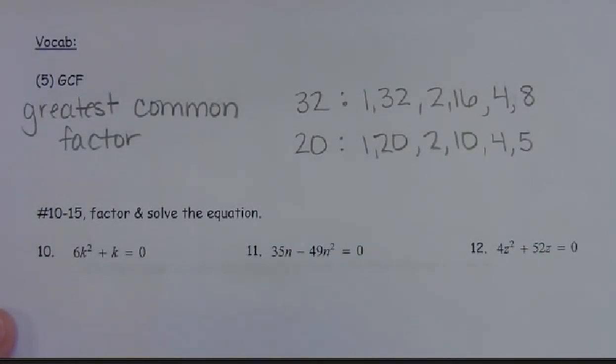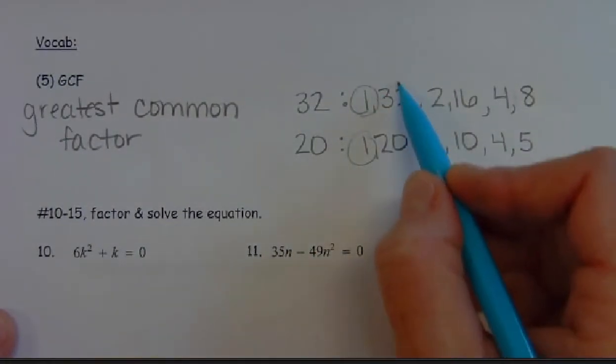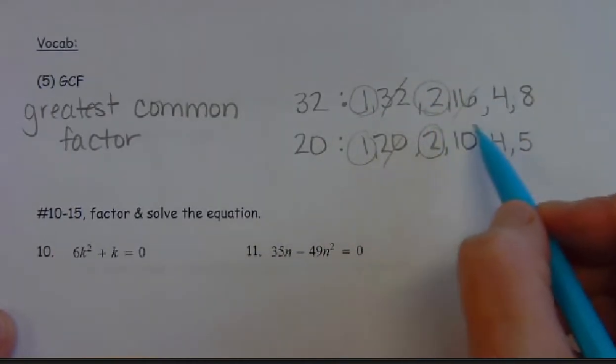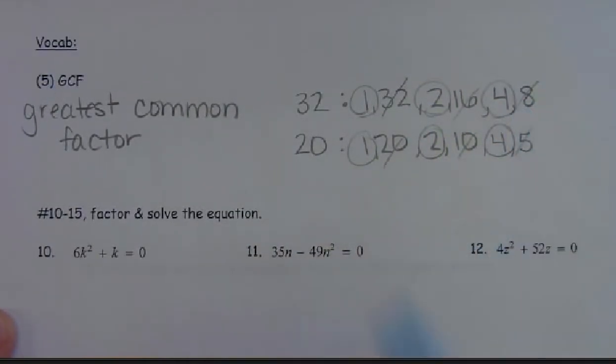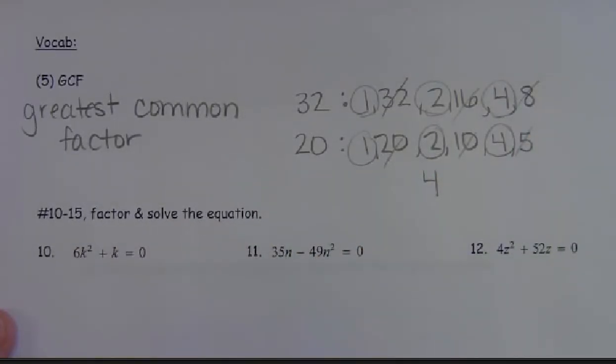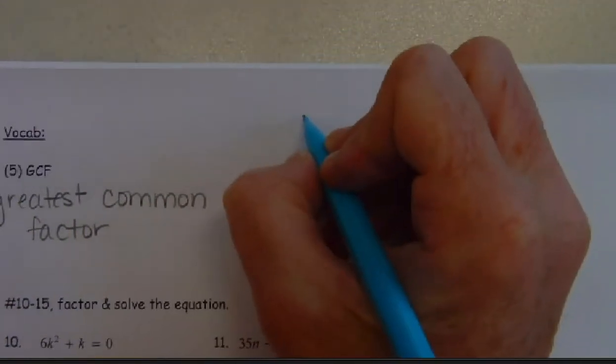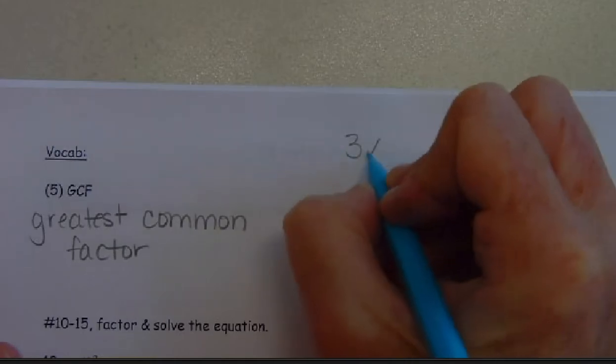So then what I do is I try and find the biggest one they have in common. So they have 1s in common, 2s in common, 4s in common. So my biggest one of those is 4. So my greatest common factor would be 4. So that's what we're going to use today to factor some of these. So let me rephrase on kind of what factoring is.